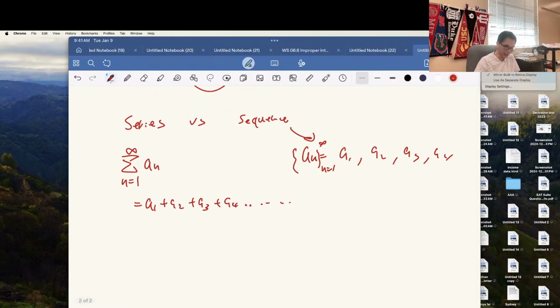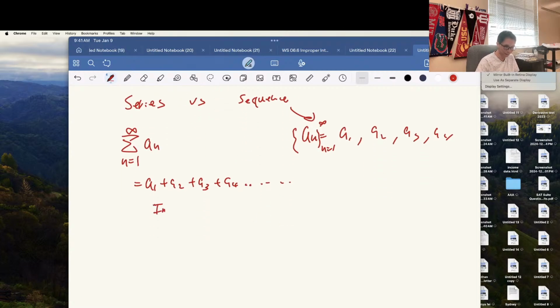So in this case, we're going to call it an infinite series, because it goes to infinity. And a1, a2, a3 are the terms of the series. Is that okay?